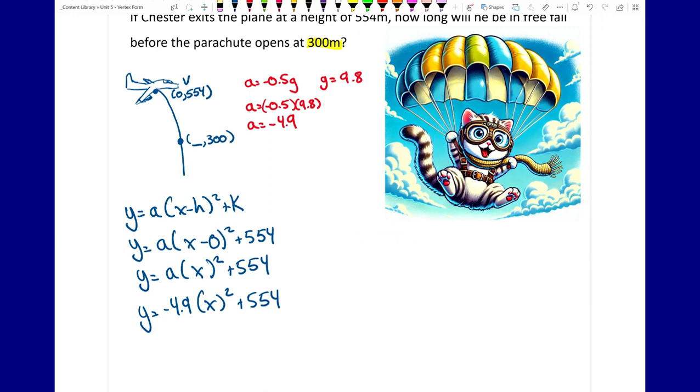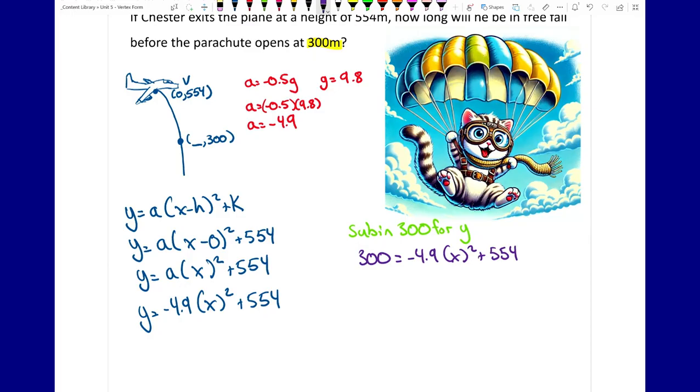So what we're going to do with that is sub in 300 for h. Because we're told that's what we're looking for, we're going to plug the height in for h, or in this case, for y, because y represents our height. So in our equation now, we have 300 is equal to negative 4.9 x squared plus 554. Now with this equation, I can solve for my x value.